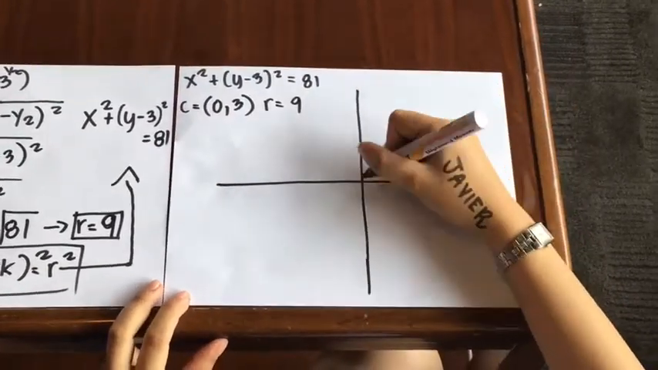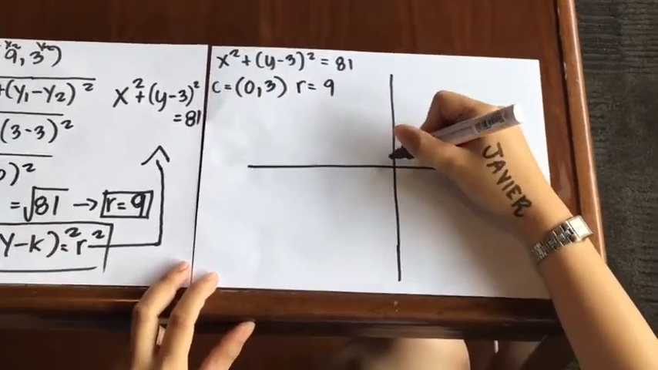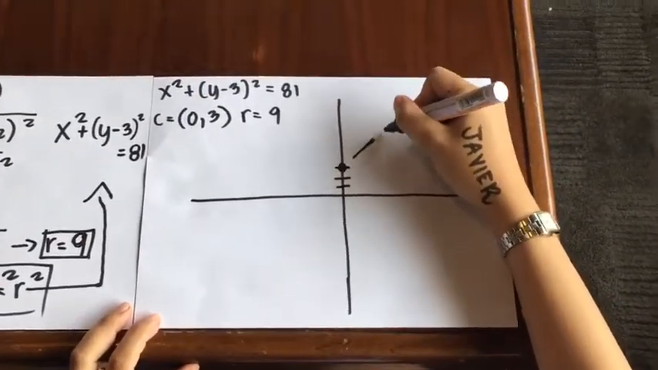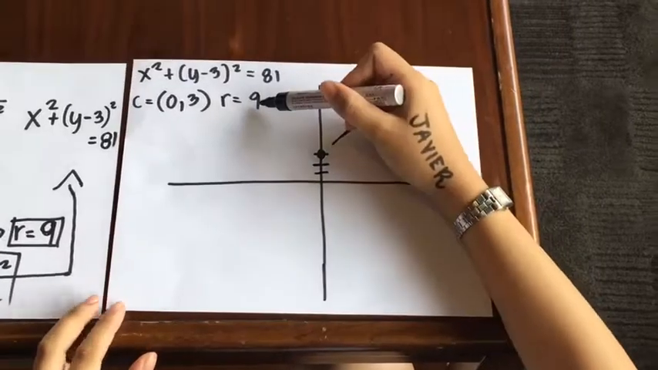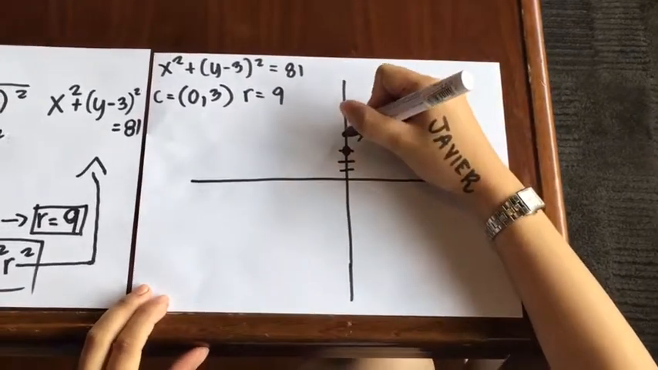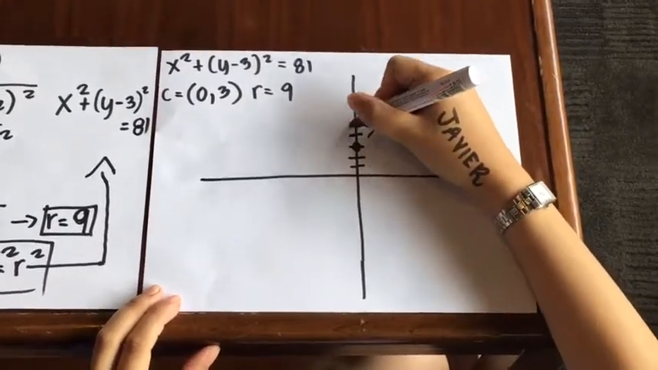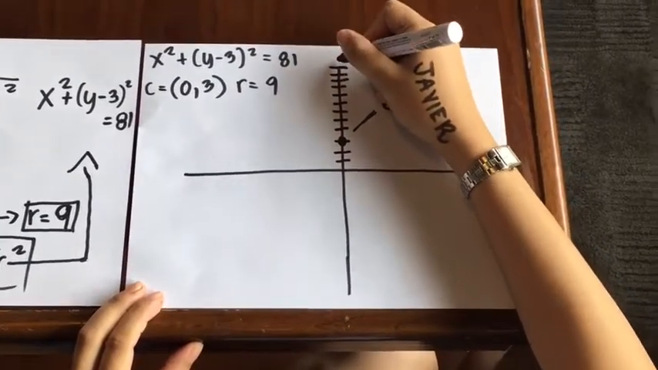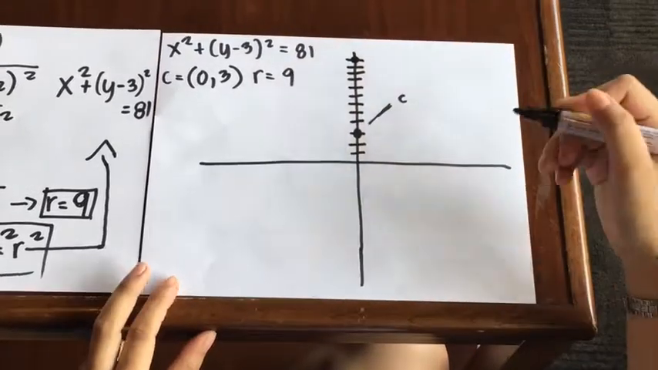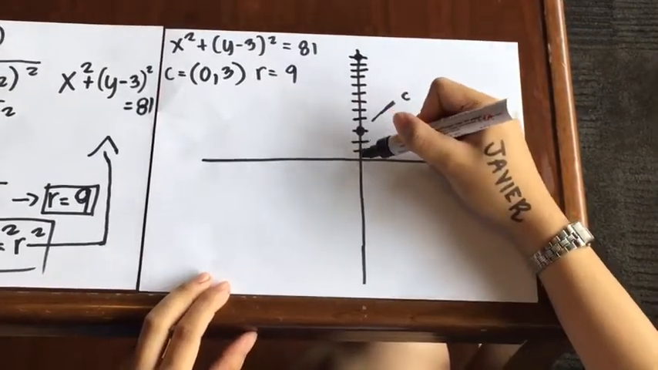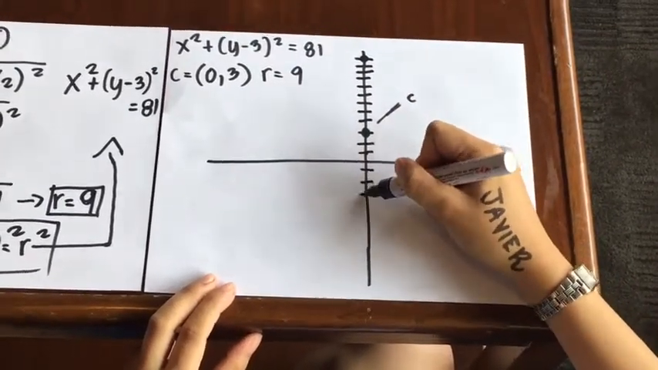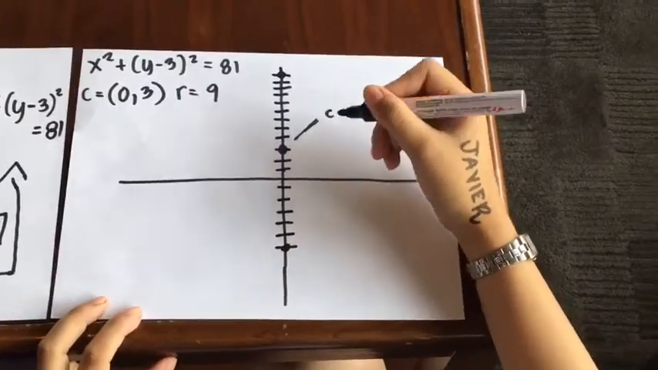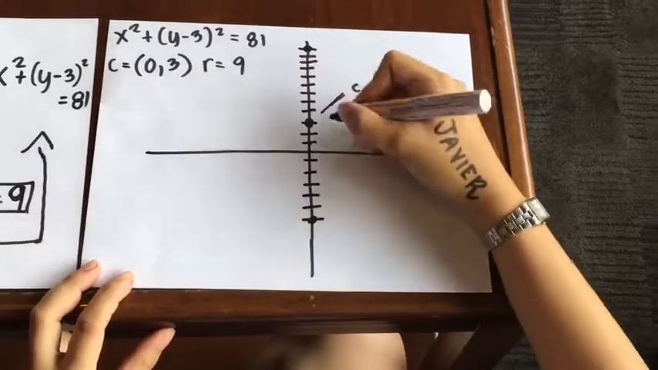Dahil 0 ang x ko, tapos ang y ko is 3, so 1, 2, 3, this is my center. At ang radius ko ay 9, so mag-add ako ng 9 pataas. 1, 2, 3, 4, 5, 6, 7, 8, 9. So, ganyan din sa baba. 1, 2, 3, 4, 5, 6, 7, 8, 9. Ganyan din sa kabila.